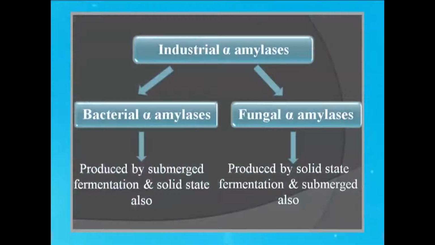Industrial alpha amylase production can be of two different types based on the source. We can use bacteria, so that will generate bacterial alpha amylases, and we can also use fungi as a source to generate fungal alpha amylases. These are more important. They generate more of the purer types of compounds and are easier to produce. And we see that mostly they are produced by submerged fermentation and less by solid state. While on the other hand, if we are using fungal alpha amylases, they are produced mainly by solid state fermentation and less by submerged fermentation.